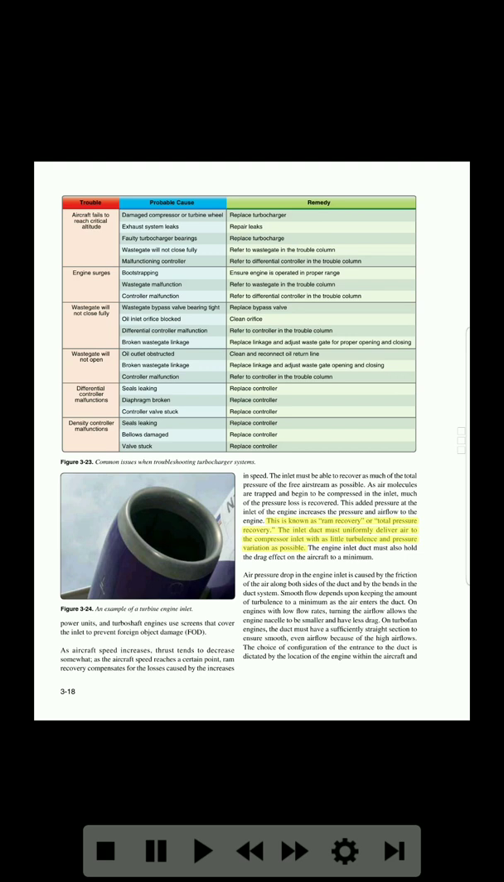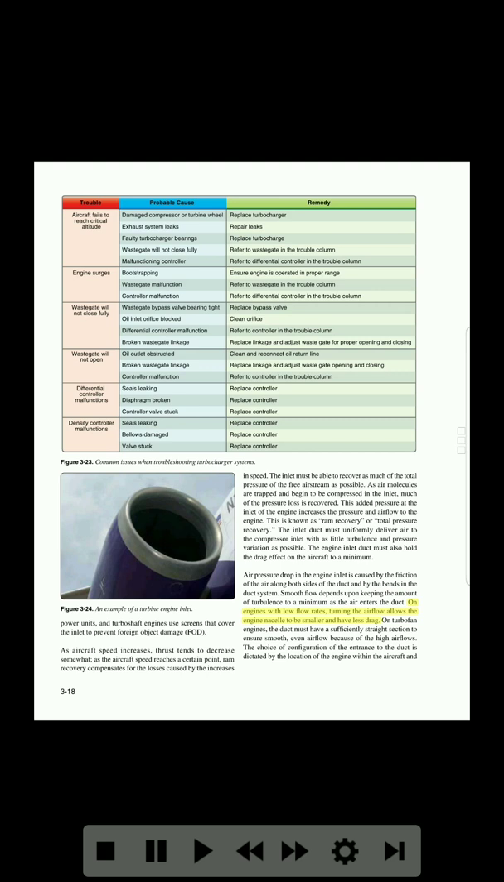The inlet duct must uniformly deliver air to the compressor inlet with as little turbulence and pressure variation as possible. The engine inlet duct must also hold the drag effect on the aircraft to a minimum. Air pressure drop in the engine inlet is caused by the friction of the air along both sides of the duct and by the bends in the duct system. Smooth flow depends upon keeping the amount of turbulence to a minimum as the air enters the duct.